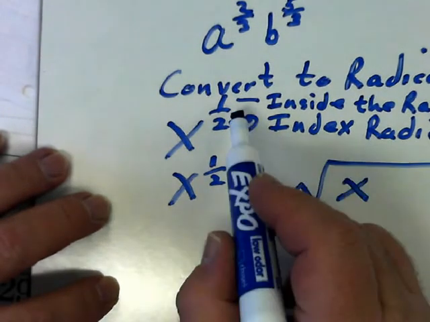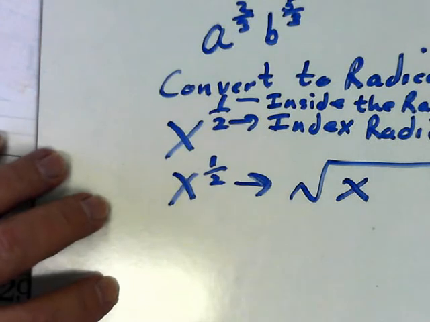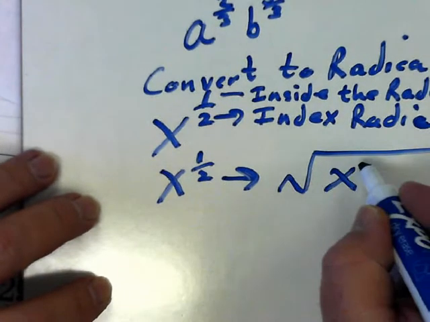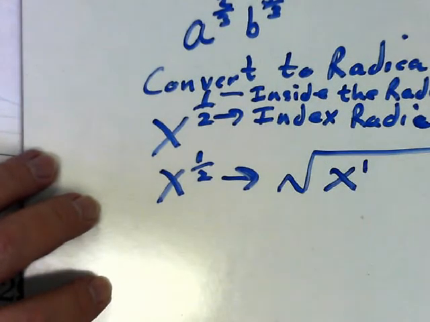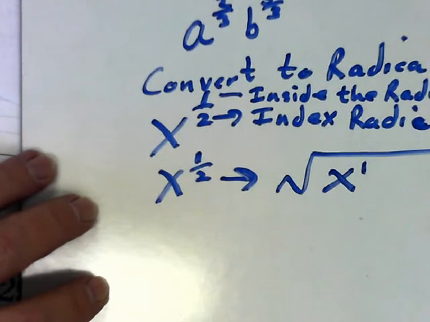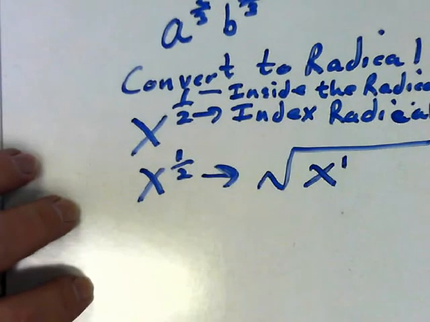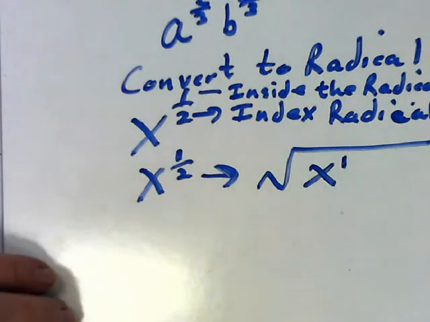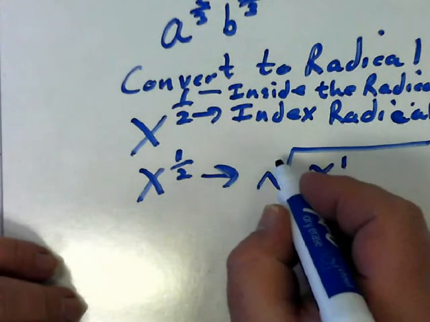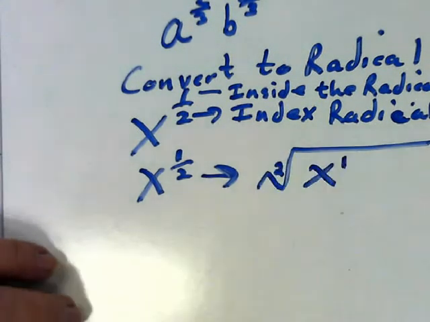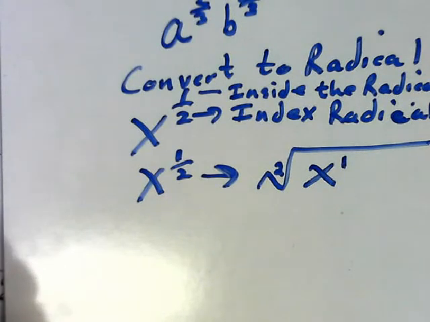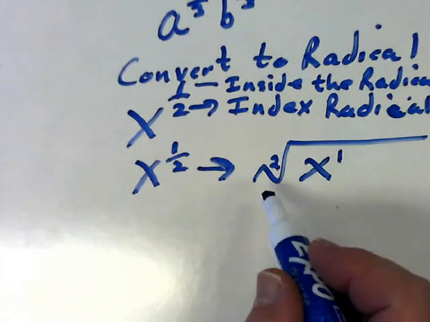Okay, we said the 1 stays inside the radical, which means that I still have a power of 1 on this x. And the 2, or the denominator, becomes the index. Well, the index is the little number that goes in this V part of the radical, which ultimately means I'm finding the square root of x.